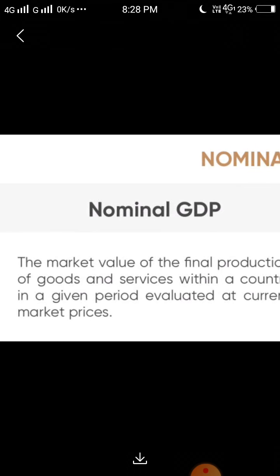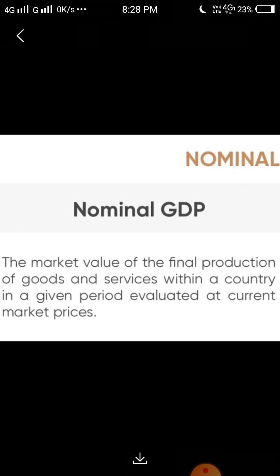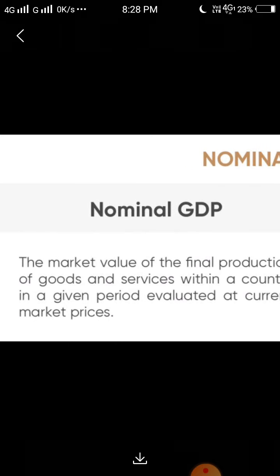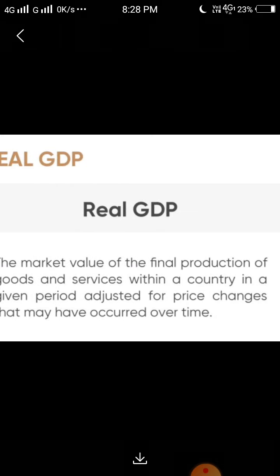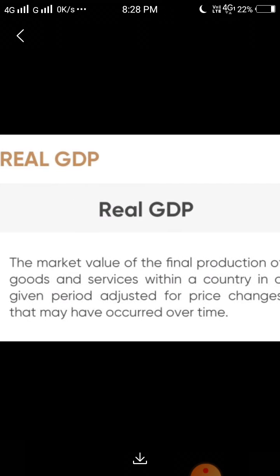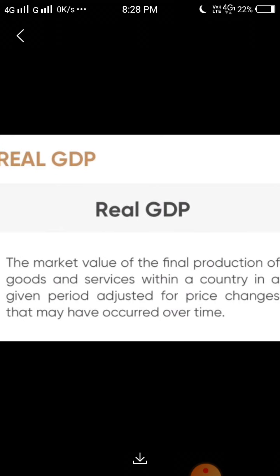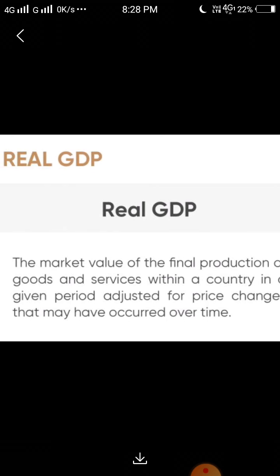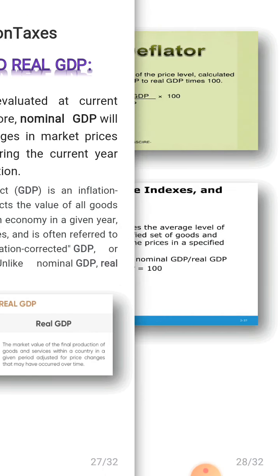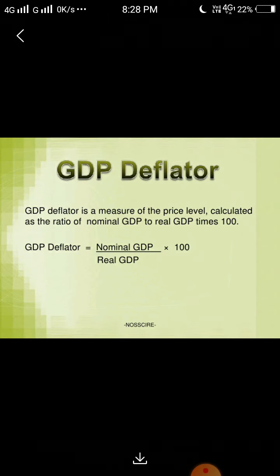Nominal GDP is the market value of final production of goods and services within a country in a given period, evaluated at the current market price. Real GDP is the value of final goods and services within a country in a given period, adjusted for price changes that may have occurred over time, meaning at the base year, right? So we understand the GDP deflator.